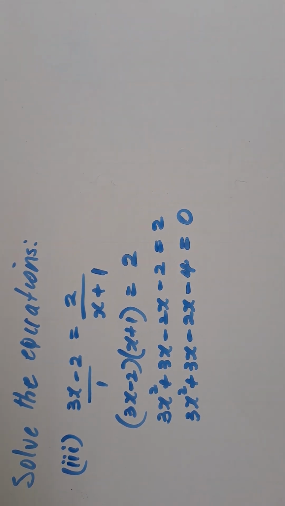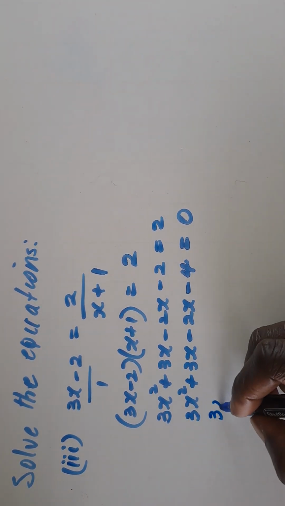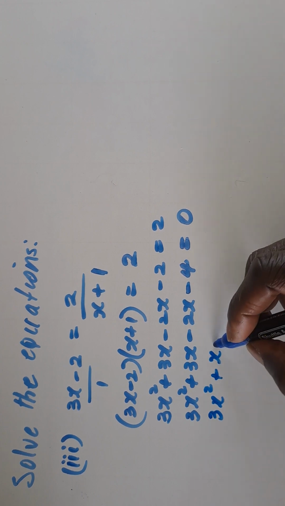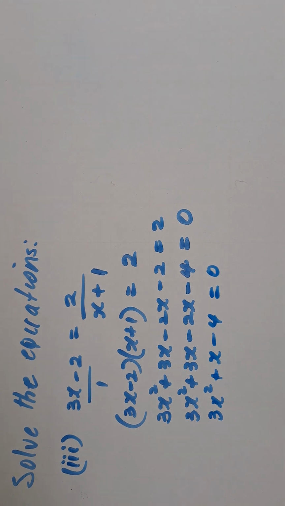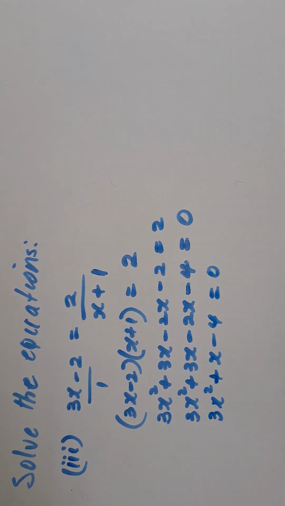So next, we need to simplify this. So we'll have 3x squared. This will give us plus x minus 4 equal to 0. So now we have a quadratic in x to solve.